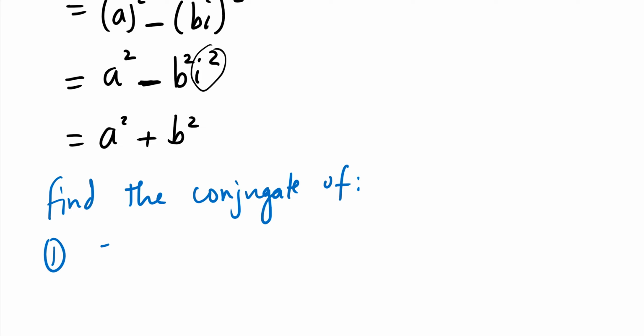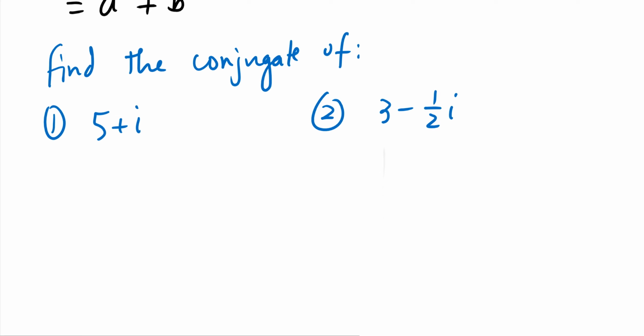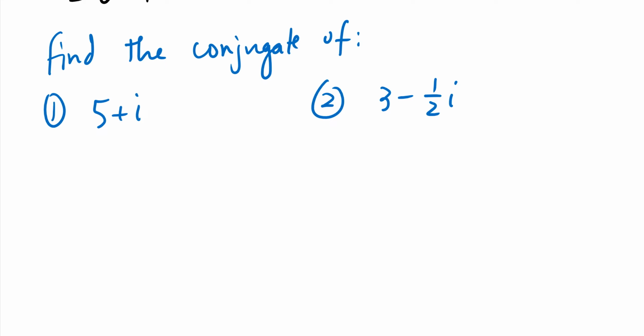Let's say the first one is 5 plus i. Number 2 is going to be 3 minus 1/2 i. Let's see, how do you find the conjugate of the first one? All you have to do is take the same numbers, just switch the middle sign. Same numbers, switch the middle sign.